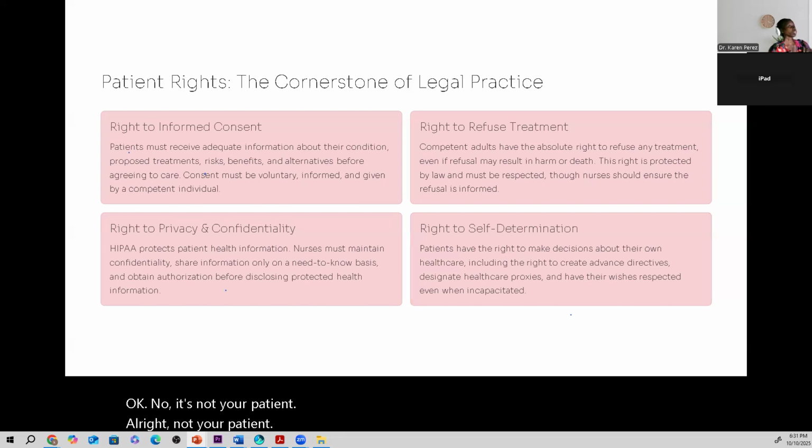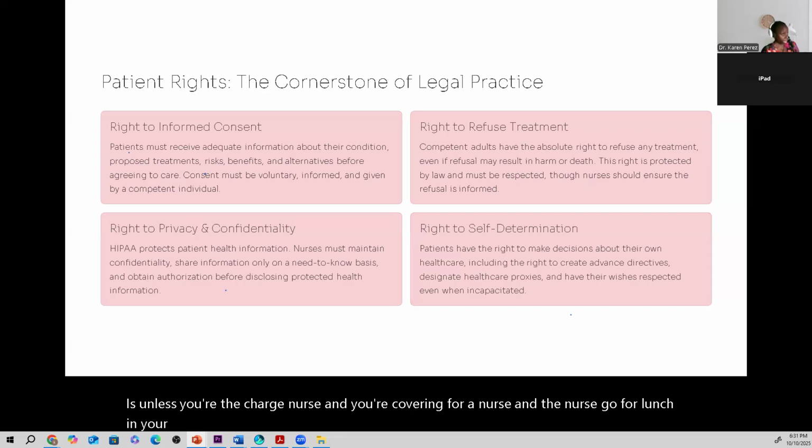Unless you're the charge nurse and you're covering for a nurse, and the nurse goes for lunch and you're covering, then you can access, because that's a legal issue that can occur.